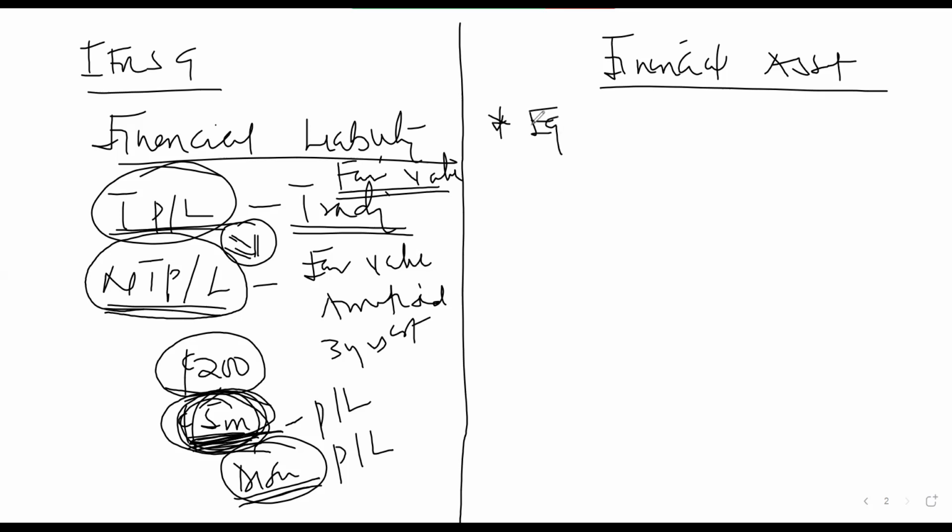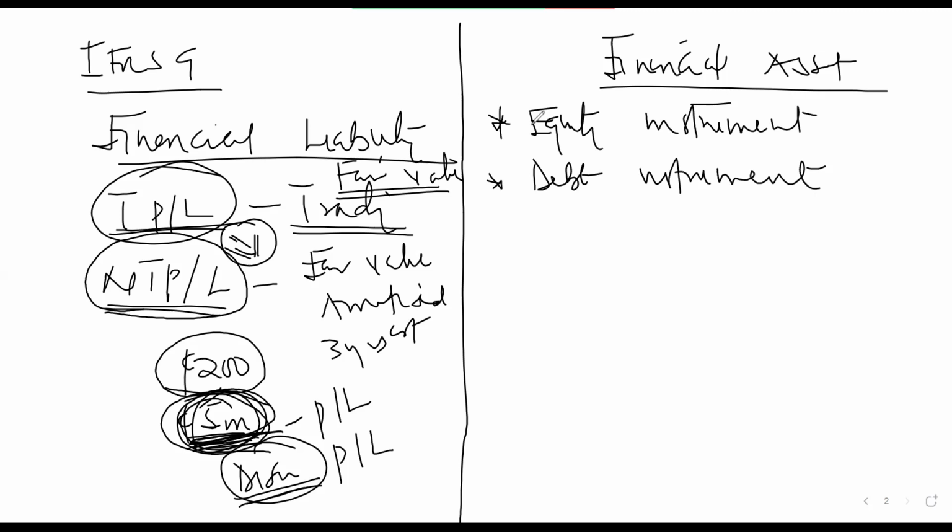Financial assets can be gotten through equity instruments, where the company will be investing in the shares of another company, or through debt instruments, where the company will be purchasing a debt instrument of another company. If it is through equity instruments, the classification is only two: through profit or loss, or through other comprehensive income.